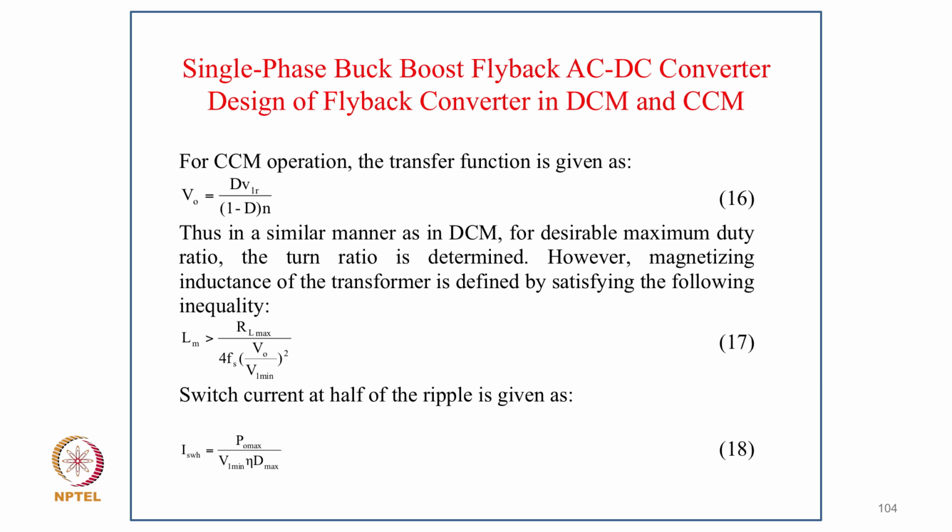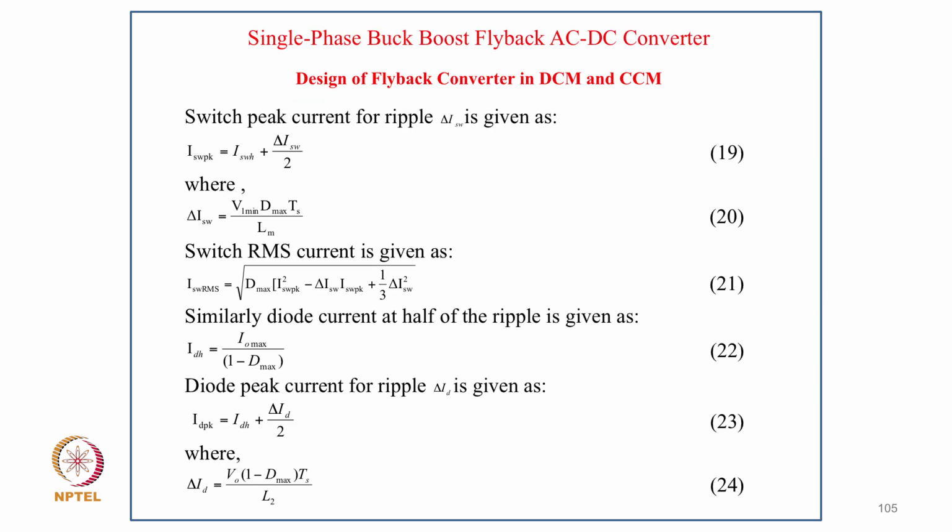Reflecting the figure, the switch current at half ripple is given as I switch equal to PO maximum divided by V1 minimum times eta, that is efficiency, times D max. So from the figure, the switch current for ripple delta ISW is given as IS peak equal to IS half plus delta ISW by 2, where delta ISW is V1 minimum D max TS upon LM, and the switch RMS current is given as IS RMS equal to under root of D max times IS peak square minus IS peak times delta ISW plus one third delta ISW square.